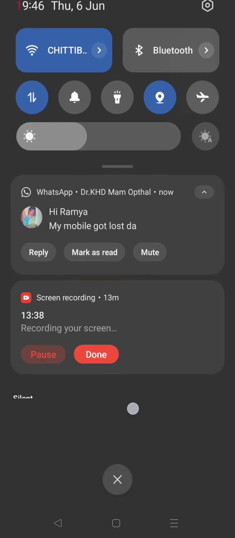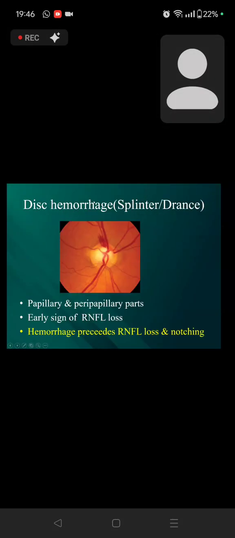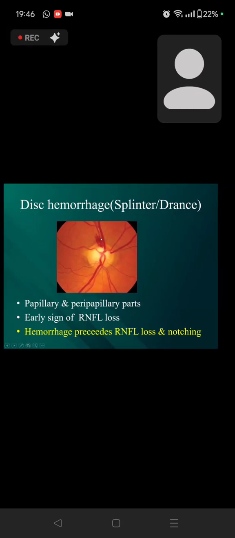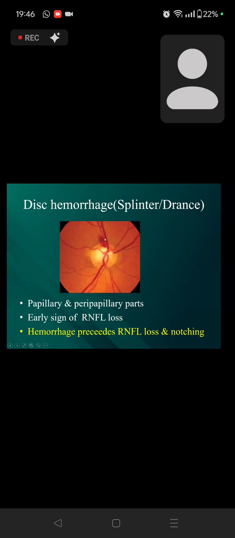Then disc hemorrhage. Disc hemorrhage is one very important finding. We should be very cautious if present. It consists of a papillary region as well as a peripapillary region. If the disc hemorrhage is present, always follow up the patients for RNFL loss and notching. So that is a very important triad we should keep in mind: hemorrhage, notching, RNFL loss.